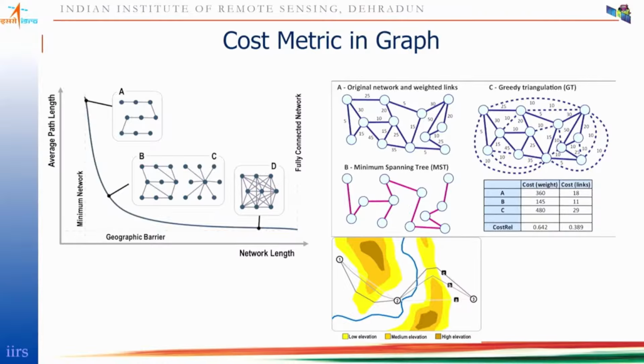In between, for example, the networks of type B and C fall somewhere in between. It means that there is good connectivity, as well as good average distances that need to be traveled from one location to another. So this becomes important from the point of view of network structural analysis.